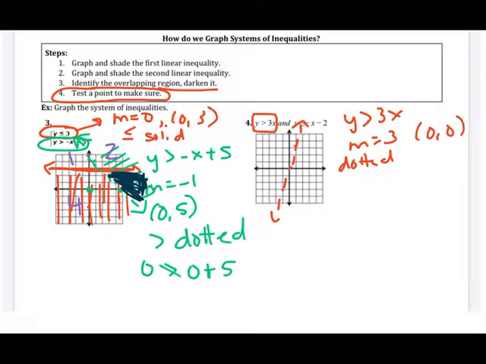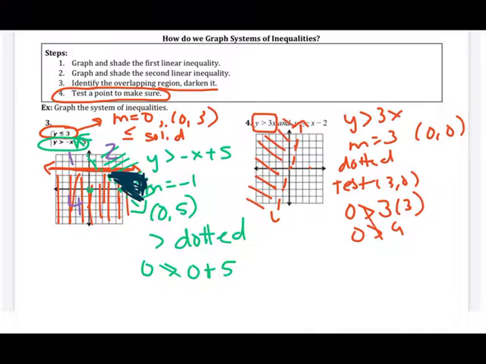Now I'm going to pick a test point. I cannot pick the point 0, 0 because that's actually on the graph. I have to pick a different point. So I'm going to pick this point way over here, 3, 0. So I'm going to test the point 3, 0. If 3, 0 is true, I'm going to shade the side of the line that 3, 0 is on. If 3, 0 is false, I'm not going to shade that side. So 0 is greater than 3 times 3. 0 is not greater than 9. That's false. So I should not shade the side that that point is on, which means I should shade this side to the left.